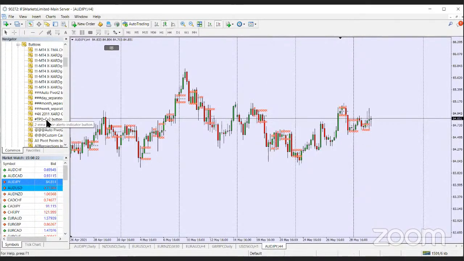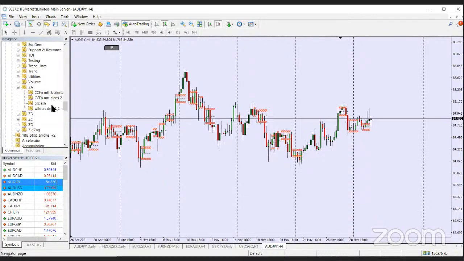So I'll just set up my chart. Let's go and drag up Supertrend. There it is.